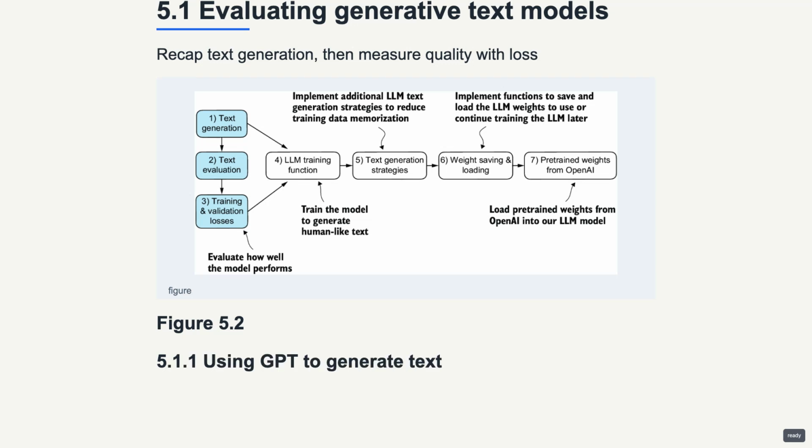A GPT model produces text by taking token IDs as input and predicting the next token repeatedly. Before any evaluation makes sense, we need that generation loop working.